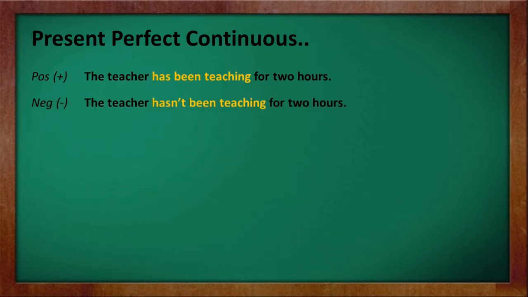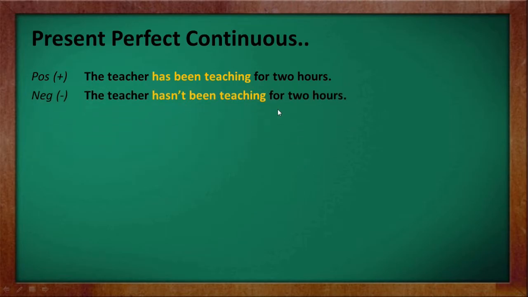Another example for positive sentence, the teacher has been teaching for 2 hours. Has been teaching, still teaching for 2 hours. The negative, the teacher hasn't been teaching for 2 hours. And for interrogative sentence, has the teacher been teaching for 2 hours? Okay, that's all about the present perfect continuous tense.